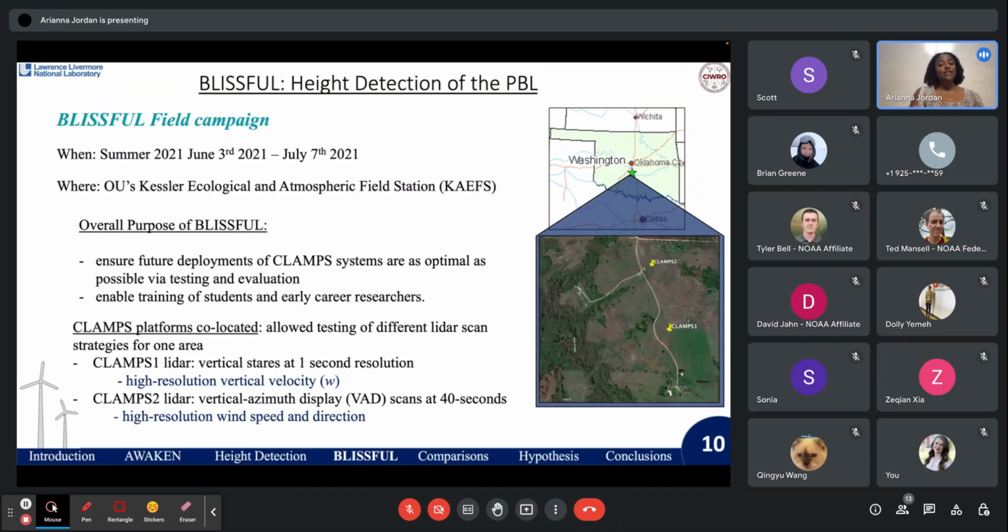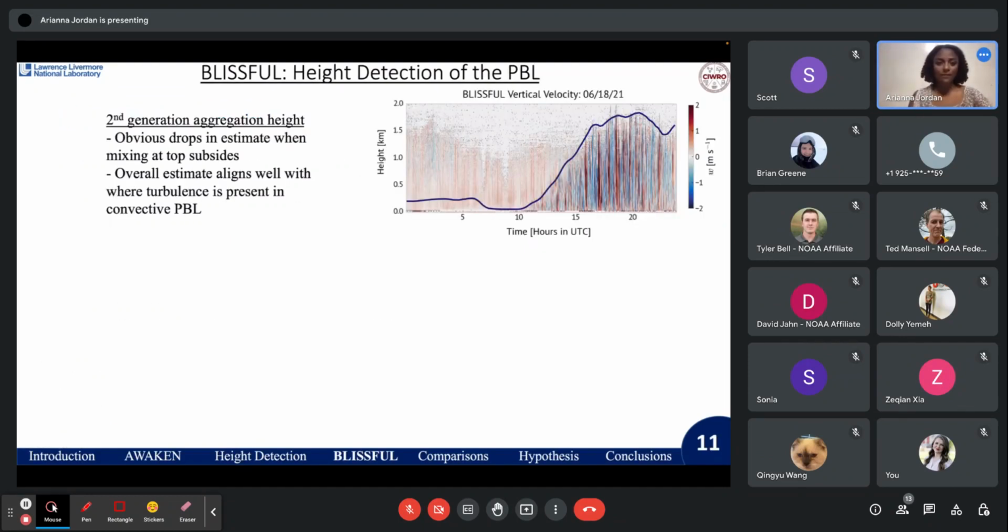And so we did this to allow for different scanning strategies of the lidar systems. So for the CLAMS 1 lidar down here, we decided to employ high resolution vertical velocity data, so we can get high resolution turbulence readings. And that in turn produces low resolution wind speed and wind direction data. Alternatively, with the CLAMS 2 lidar up here, we did the opposite, where the high resolution is actually with the vertical azimuth display, or VAD, scans, which produce the wind speed and wind direction. And then that in turn lowers the resolution of the turbulence data.